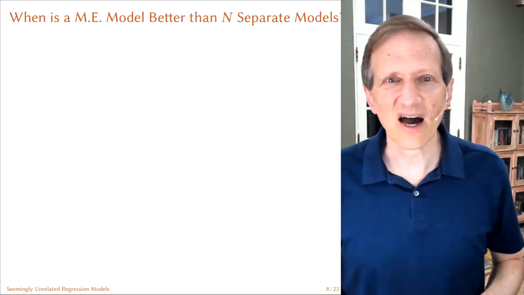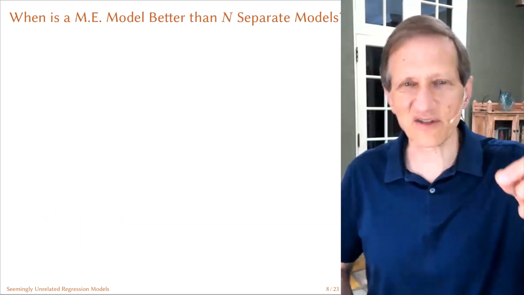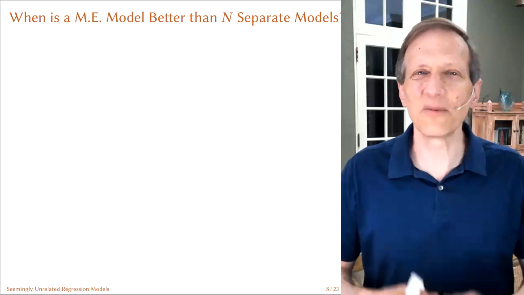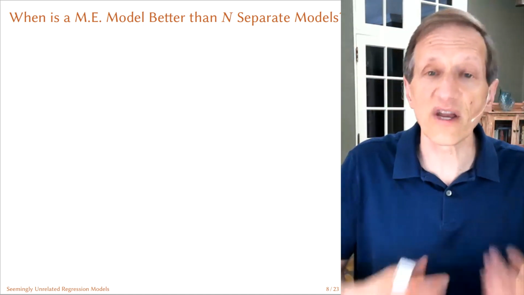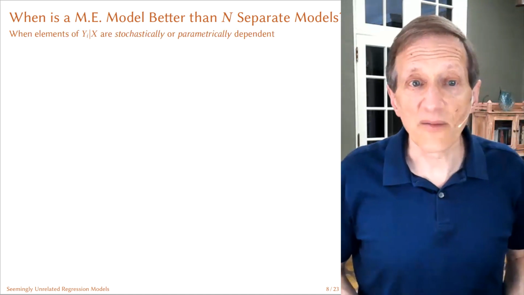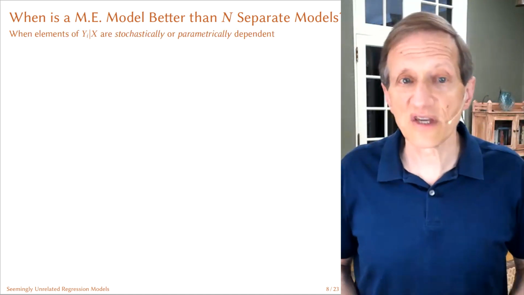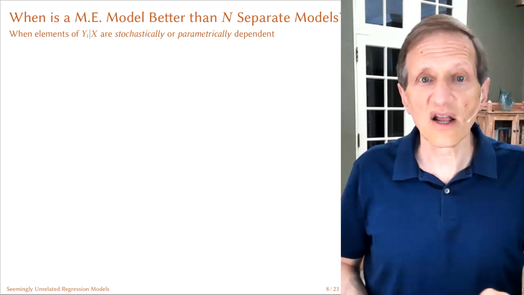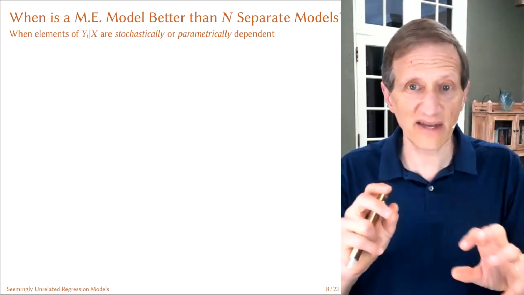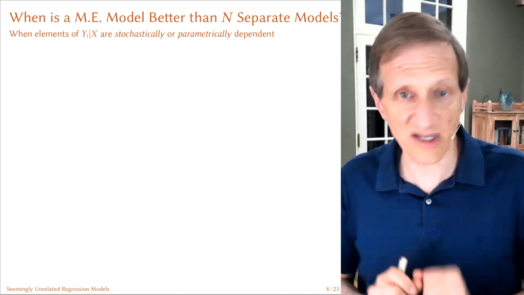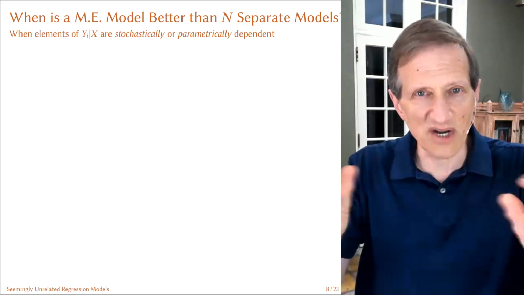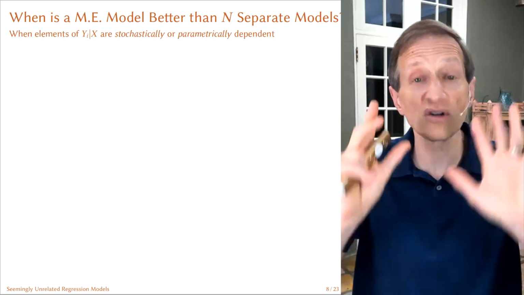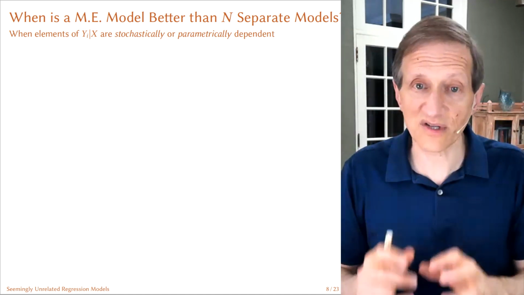Okay. So you keep asking this question, let's actually answer it. When is a multiple equation model better than N separate equation by equation models? And the answer is when the elements of y given x are stochastically dependent or parametrically dependent, when they share some correlation or non-independence in the stochastic component, or they share parameters in the systematic component.